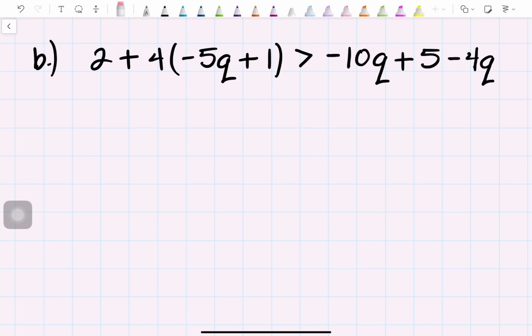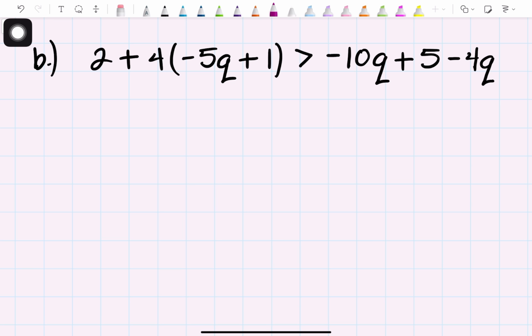All right, you guys, so let's go ahead and get started. In this case, we have the inequality 2 plus 4 times (negative 5q plus 1) is greater than negative 10q plus 5 minus 4q. Now, we have a lot of things going on. We have like terms to combine. We have parentheses, which calls for a distribution here. So let's start off there.